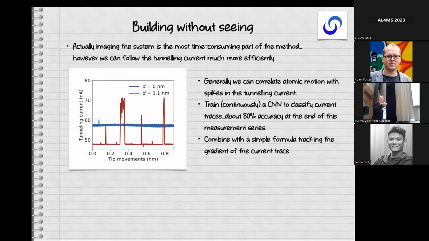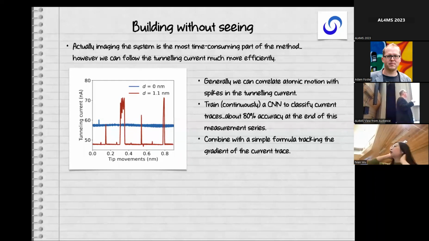The blue line here is where no atoms moved, and the red line is where atoms moved. It's not as simple as that you see a spike and an atom moved, unfortunately, but that's why we came up with an algorithm that generally an atom has moved if there's a spike, generally. So we trained a CNN to recognize this characteristically, and this got up to about 80% in our last version of this CNN. And we also combined this with a simple formula which looked for a big gradient change. So it looks for spikes. So this is the human element.